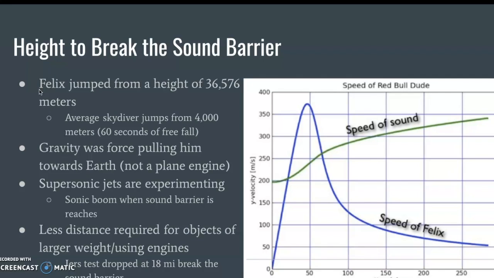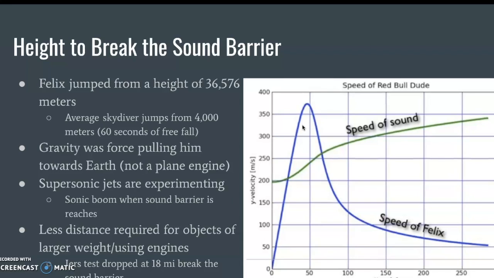So Felix jumped from a height of 36,576 meters. An average skydiver jumps from about 4,000 meters and experiences 60 seconds of free fall, whereas Felix had a total of about 4.5 minutes of free fall. So he definitely had a longer fall than most jumpers. The one thing that makes his case unique is that gravity was the only force pulling him towards Earth. There was no engines and no other things pulling him down besides gravity.